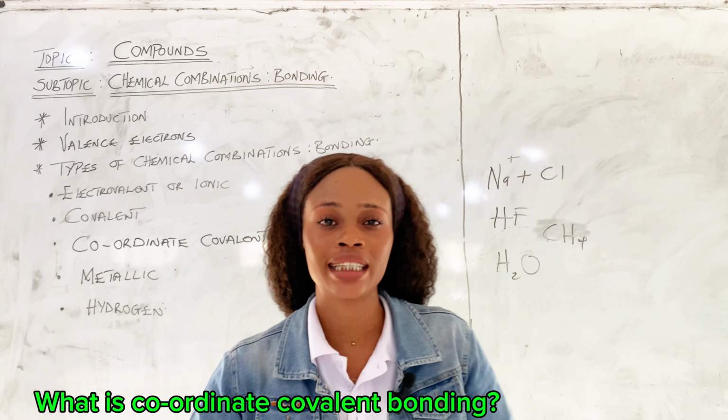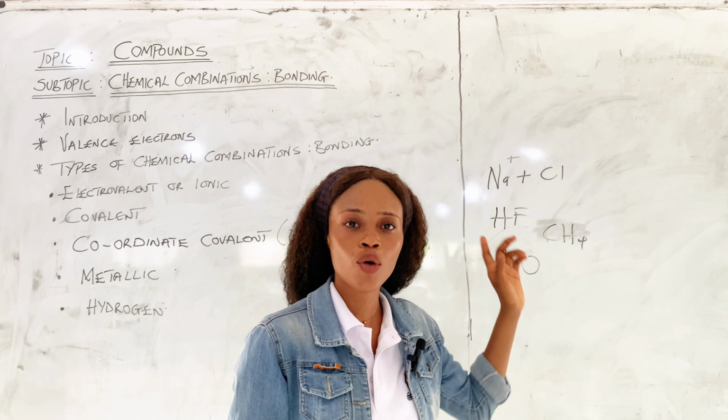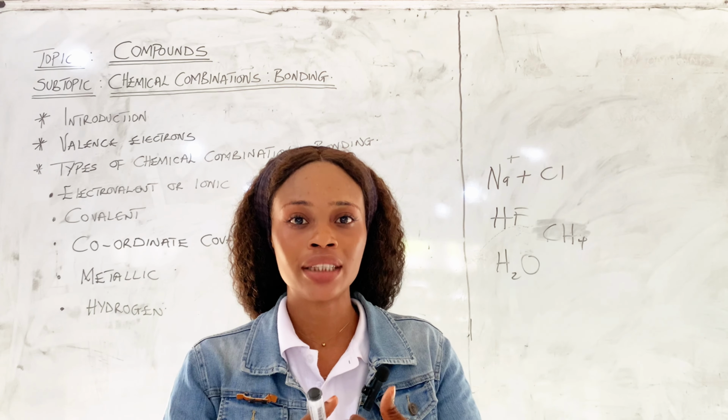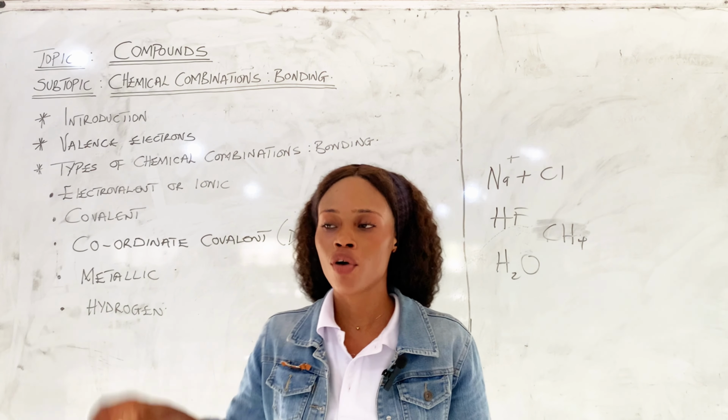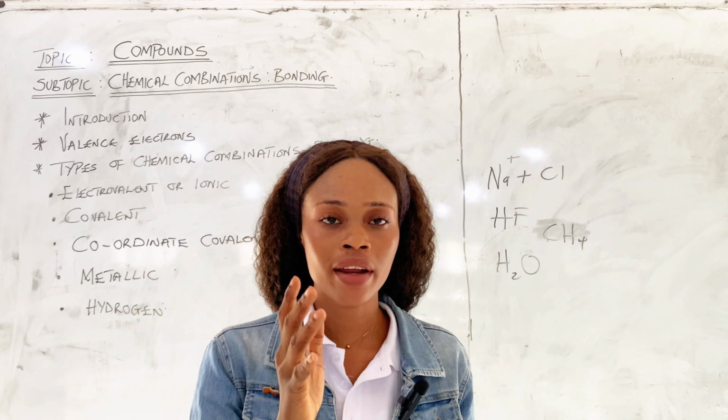Coordinate covalent bonding is a type of bonding where there is sharing of electrons. Now you can almost tell that it's extremely similar to covalent bonding. But the difference between covalent bonding and coordinate covalent bonding is that in coordinate covalent bonding, only one atom is contributing the electron. Only one atom is sharing the electron, unlike in covalent bonding, where there is sharing between the two atoms.